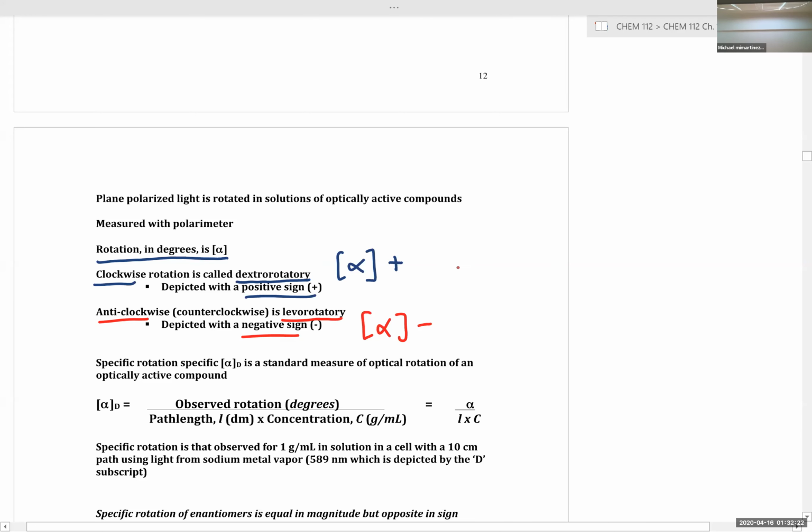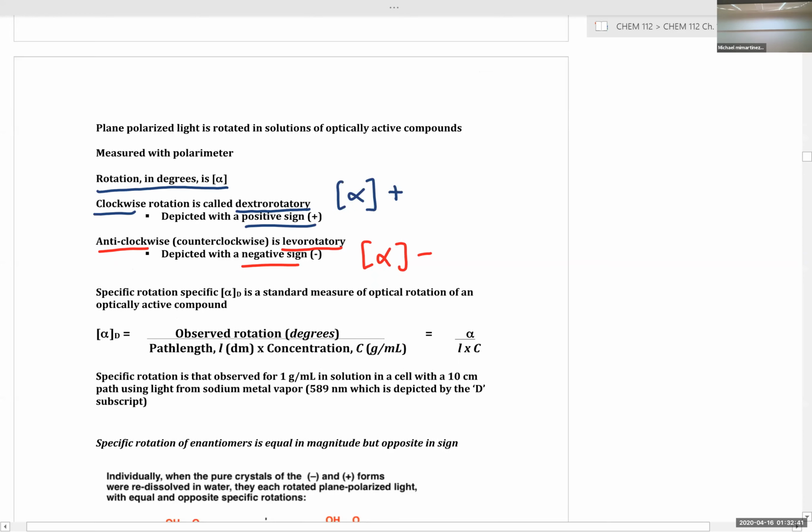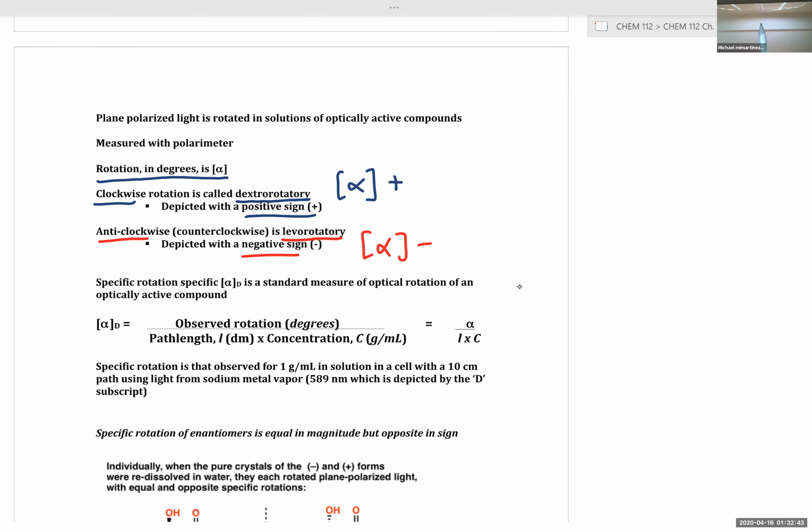Now, one thing I want you to immediately establish: dextrorotatory and levorotatory have to do with the measurement of optical rotation. They have nothing actually to do with the exact configuration of your center. That's a little unfortunate, but that's how nature works sometimes. The specific rotation is a standard measure of optical rotation. It's the observed rotation over the concentration divided by the path length.